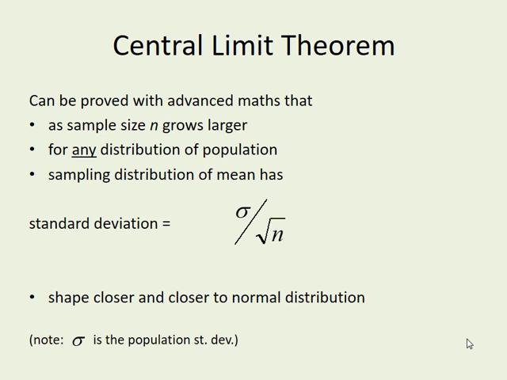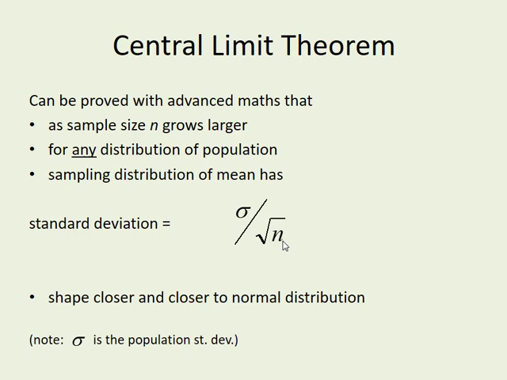Now, this brings us on to two conclusions. One is called the central limit theorem. You can prove with advanced maths, which we will not be tested on or expected to know, that as the sample size n grows larger, then for any distribution of the original population of individuals, the sampling distribution of the mean, which means that blue distribution of the means of size 5 or means of size 25, has a standard deviation itself, which is the original standard deviation, sigma, that's the individual standard deviation, divided by the square root of n, the sample size.